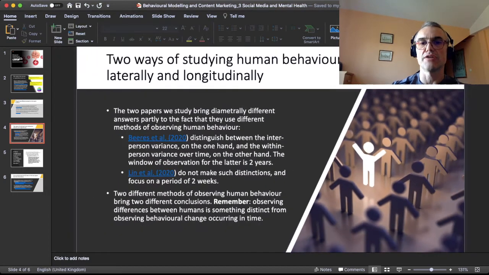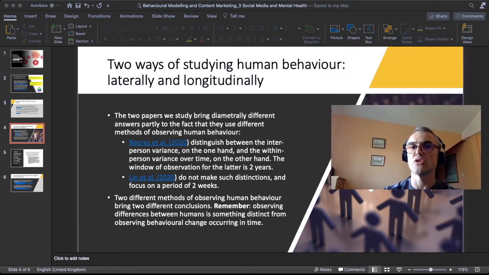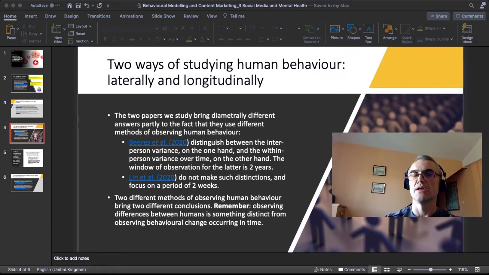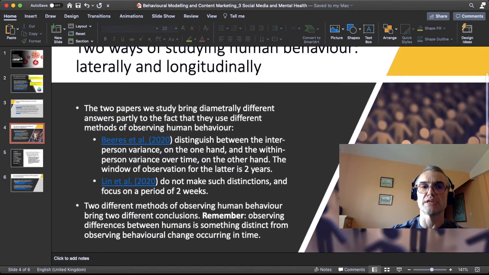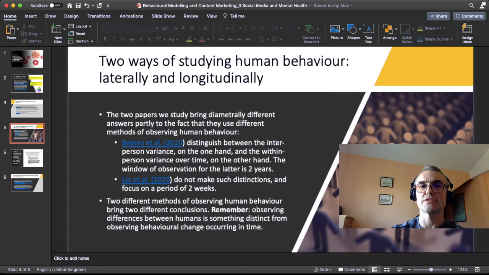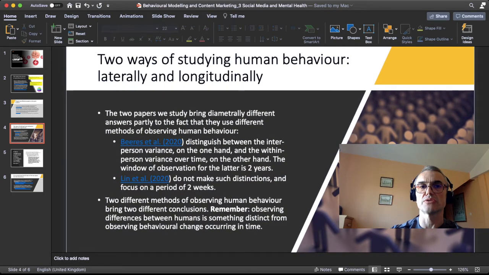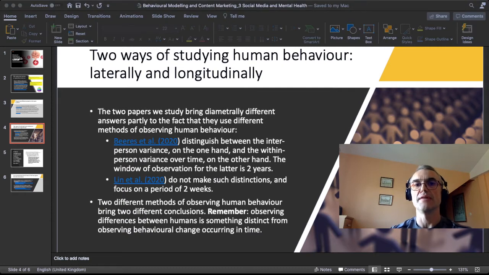So here we have essentially two different methods of studying human behavior, two ways: lateral and longitudinal. It is good for you to learn that vocabulary if you want to go deeper in science. Let me just fit the size into the screen so as to give you the best experience possible. Okay, so that first paper.